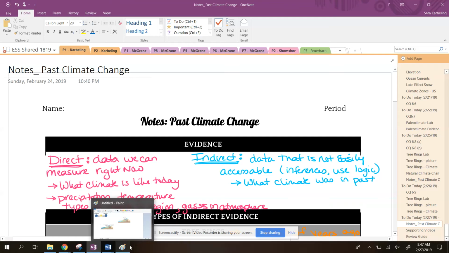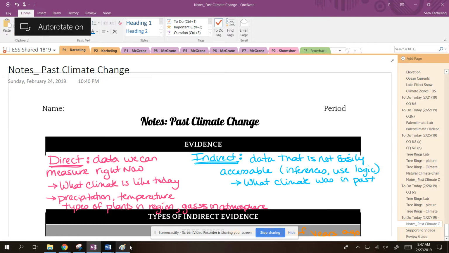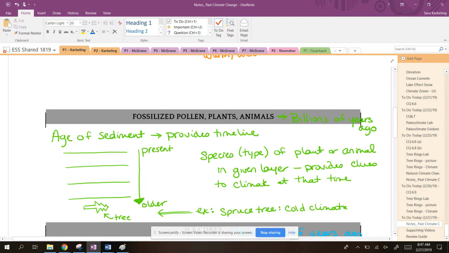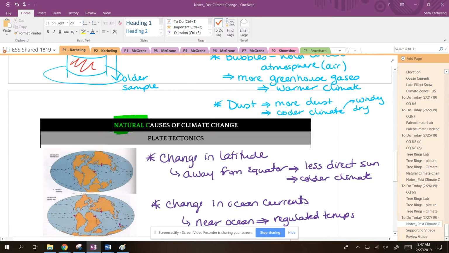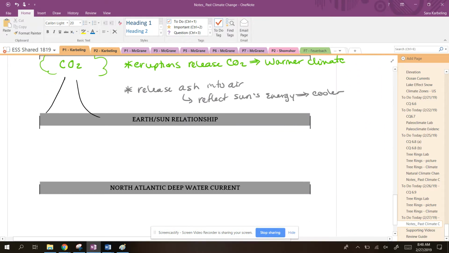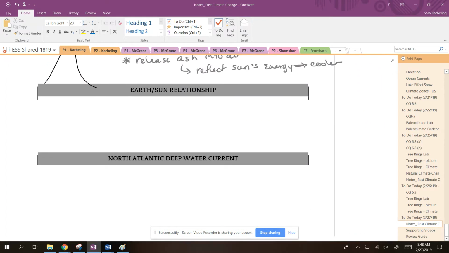Earth scientists, we are going to go ahead and get started. So I believe yesterday that we made it through all of the front. Is this looking correct to you? And then we did the volcanoes. We need to do the last two, the Earth-Sun Relationship and the North Atlantic Deep Water Current, and then we'll be good with this. Awesome.